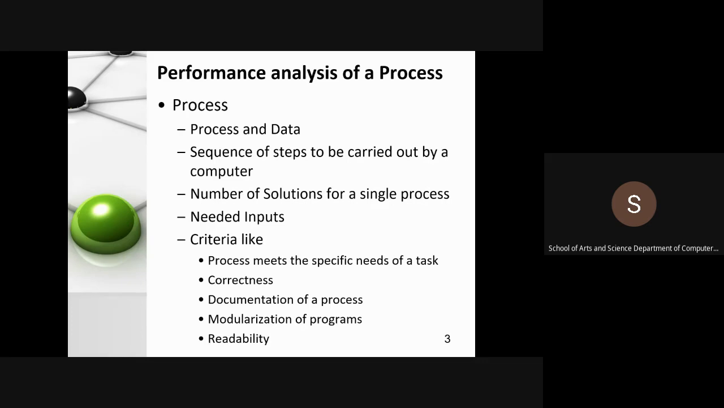What is needed further? See the first criteria: whether that process, that means your written, planned process, your planned program, meets the specific needs of a task. What it says is, whether the planned process meets the specific needs means what? Whether it gives the result for the given problem.